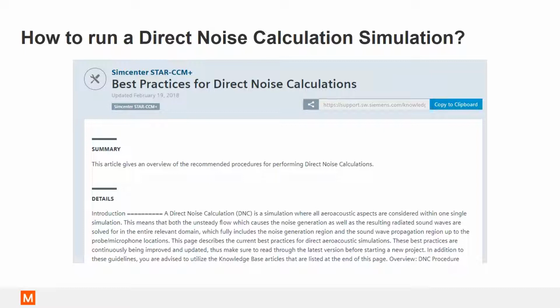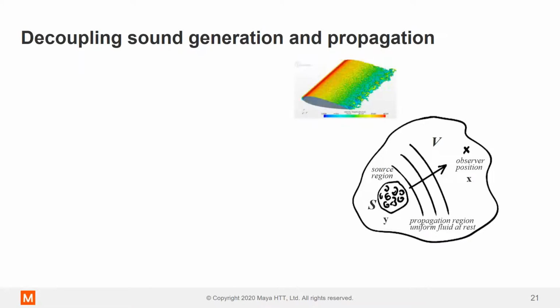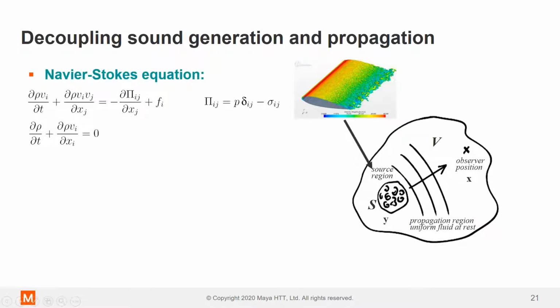So putting direct noise calculation aside, let's move right into hybrid acoustic simulation methods and understand this decoupling of sound generation and propagation. Like I mentioned, we want to decouple where the sound is generated and how it propagates. So let's look at it through an example of an airfoil. If we want to capture the sound generation and propagation, particularly in the turbulent region, we have to resolve it using the Navier-Stokes equations.